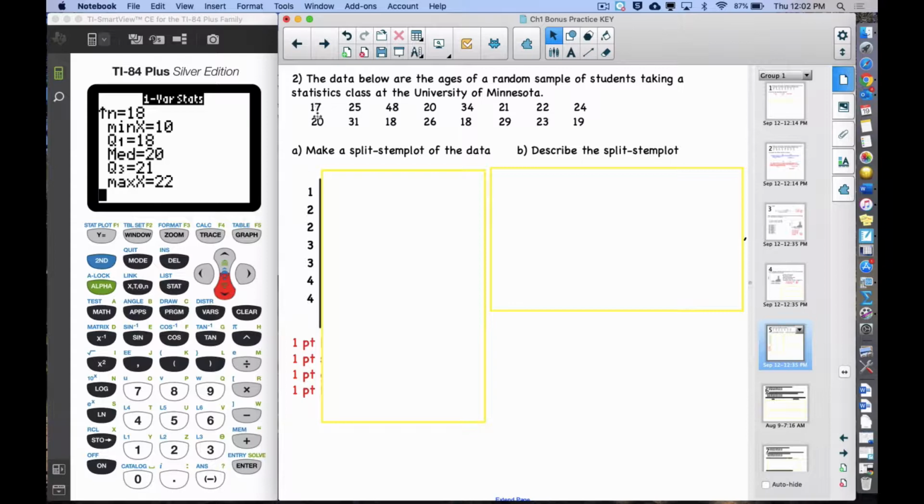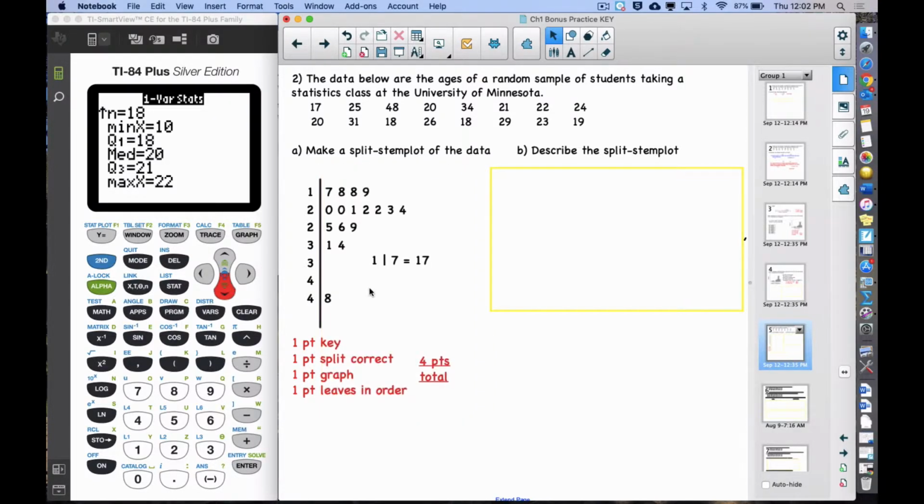I don't have any numbers in the low teens, so I didn't include that first one because I didn't need it. But if you had it there, that would be just fine. Once we start our stems, though, we need to repeat them all, regardless of whether they have data or not. So here is my split stem plot, and we do see there is a jump. There's no numbers in the upper 30s or in the lower 40s, but I can't leave them off. I need to keep those there.